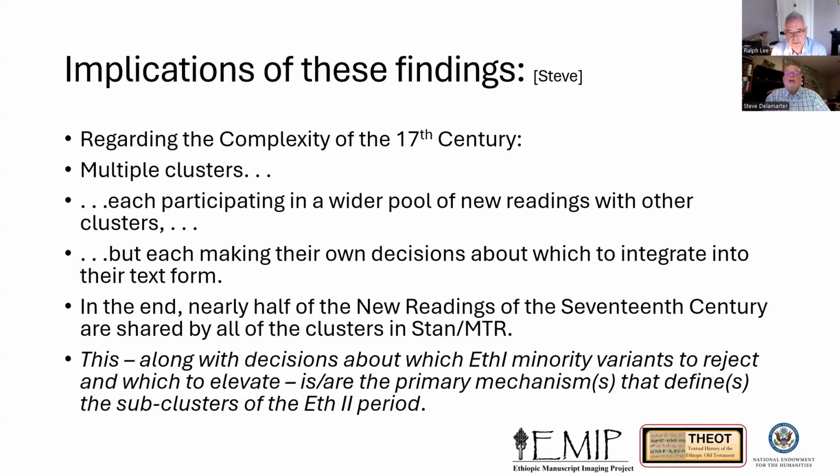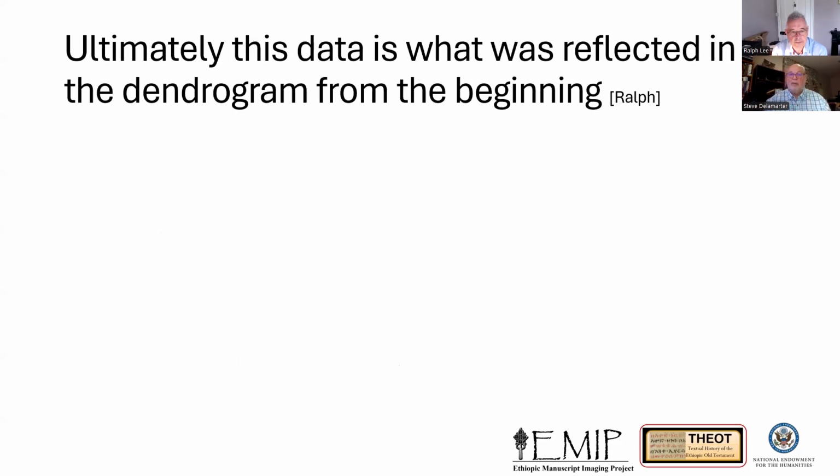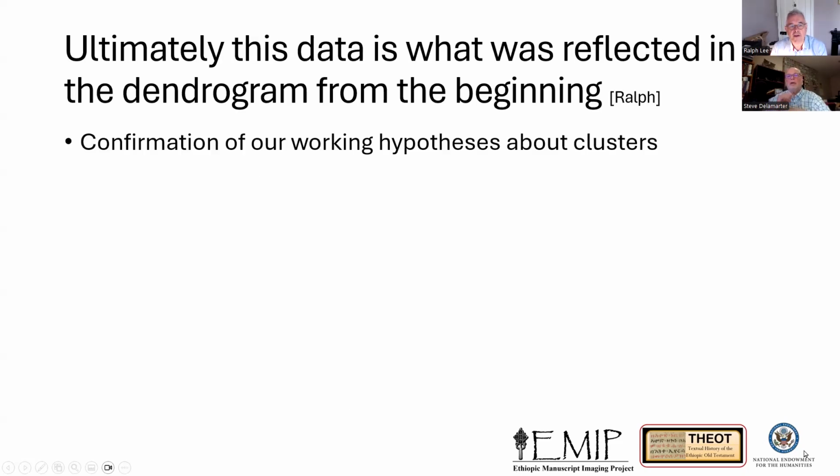So this, along with the decisions about which ETH1 minority variants to reject and which to elevate, these are the two primary mechanisms that define the subclusters of the ETH2 period. Indeed, they are the primary mechanisms that have responsibility for the shape of the textual history as it emerges and unfolds from the 17th to the 20th centuries. It's quite remarkable.